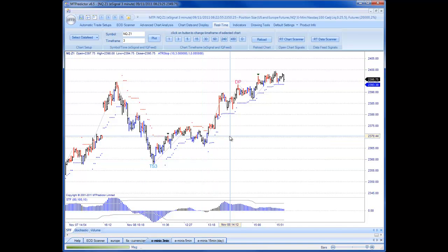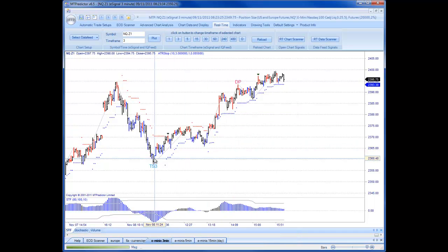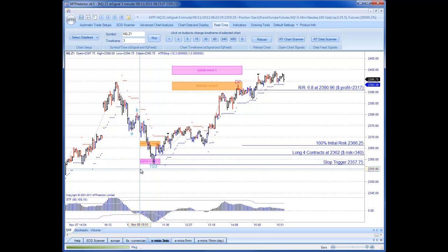So let's put the analysis on. To do this is very easy. Right mouse click, click on select automatic setup, click on the blue buy reversal bar which is here, and as you can see this trade here reversed to the typical wave CWPT, which actually nailed the very low of the day. The market then rallied very strongly to reach our first target here.